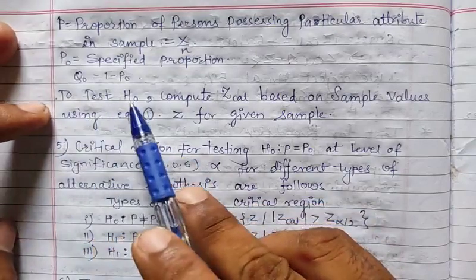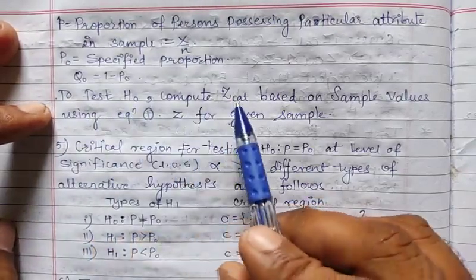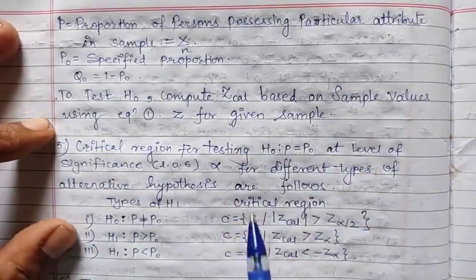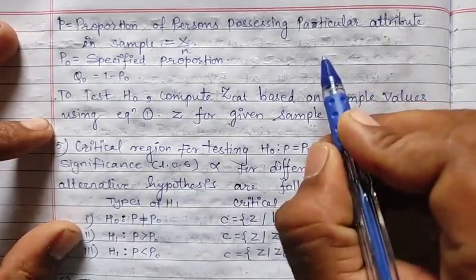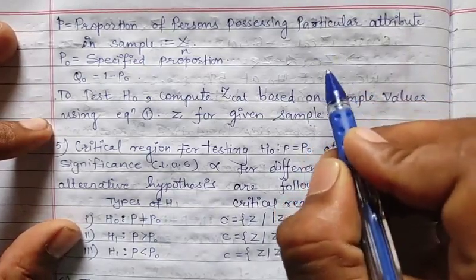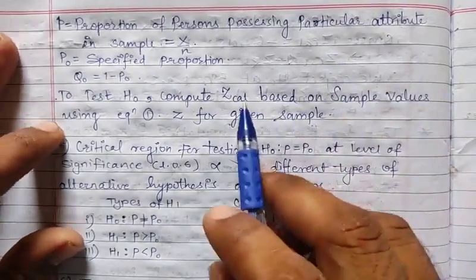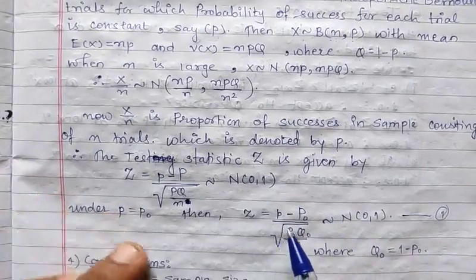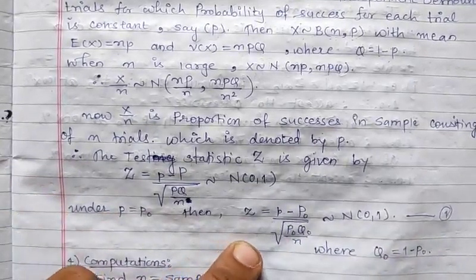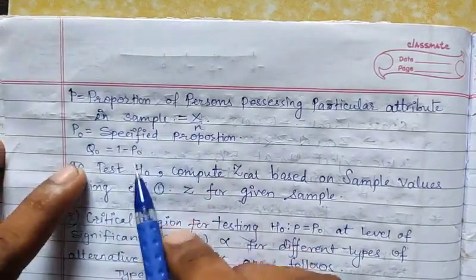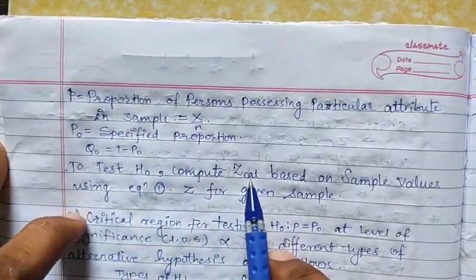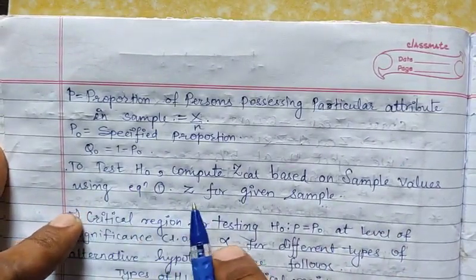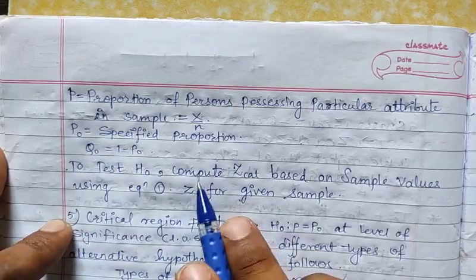Now to test H0 against H1, compute Z calculated based on sample values using equation 1. So what is equation 1? Equation 1 is Z equal to p minus P naught upon square root of PQ upon n. From that formula we calculate Z calculated for the given samples.